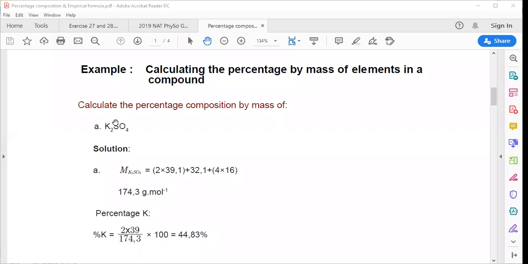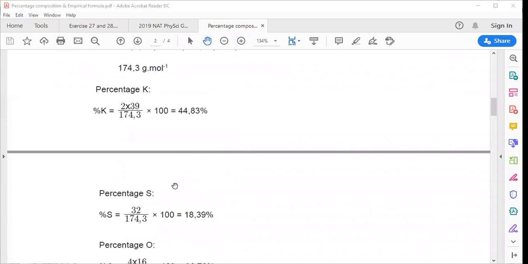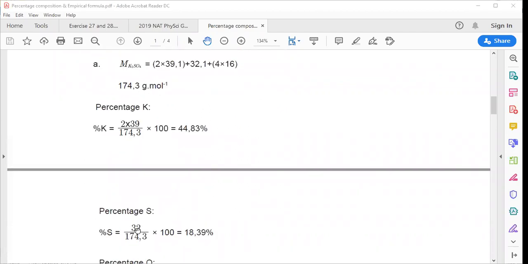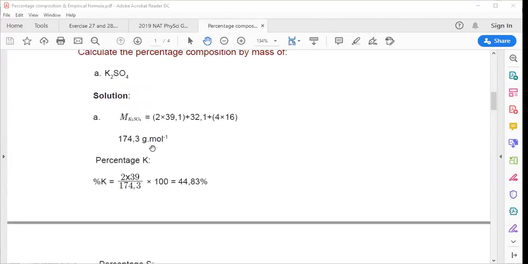I go again, I do sulfur. The percentage of sulfur is going to be, what is the mass of sulfur? It's 32. How many sulfur atoms do I have here? I've got only one. So it's just going to be 32 over my total, which is 174.3, multiplied by 100. Then my answer becomes 18.39%. I go again, I'm not done.